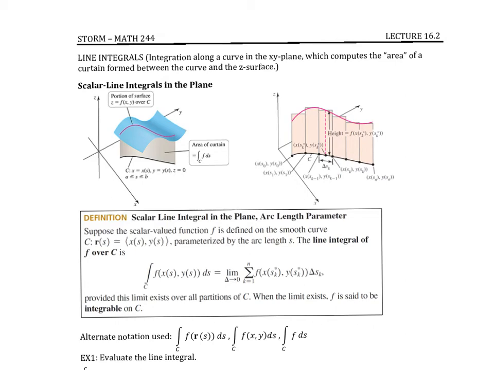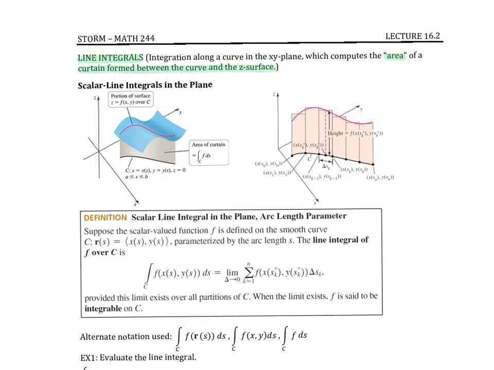In this section, we're going to discuss line integrals. And the phrase line integrals can be a little bit misleading. When you think line integrals, you might think the length of a line, but it's actually not. When we talk about line integrals, one way to think about it is looking at an area, and I have that in quotations because in this case, the area could actually be negative or zero. It doesn't have to be positive, of a curtain formed between the curve and the Z surface.